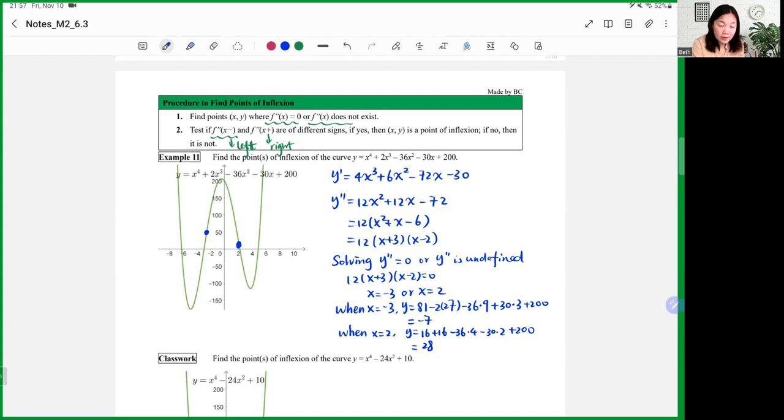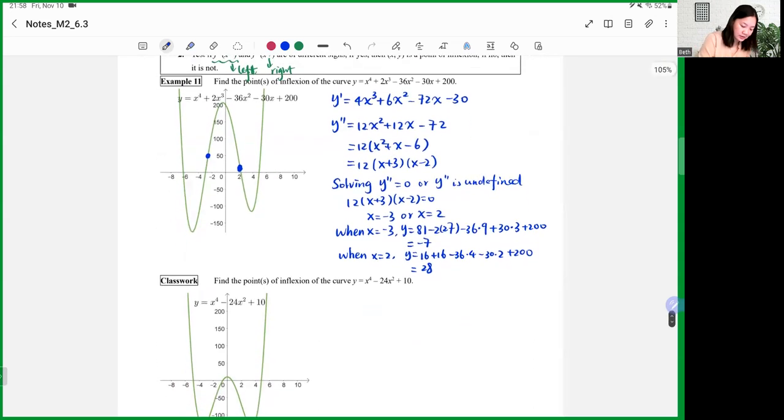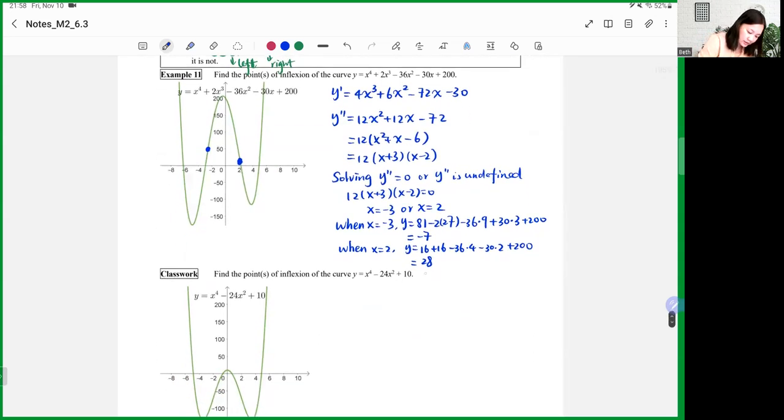Okay, but that's not the end. I'm not going to claim they're the points of inflection. You can never do that. You must do a test. Remember, this graph will not be given to you, so you have to do a test. So you must write that the signs of y prime prime are shown. Do a test.